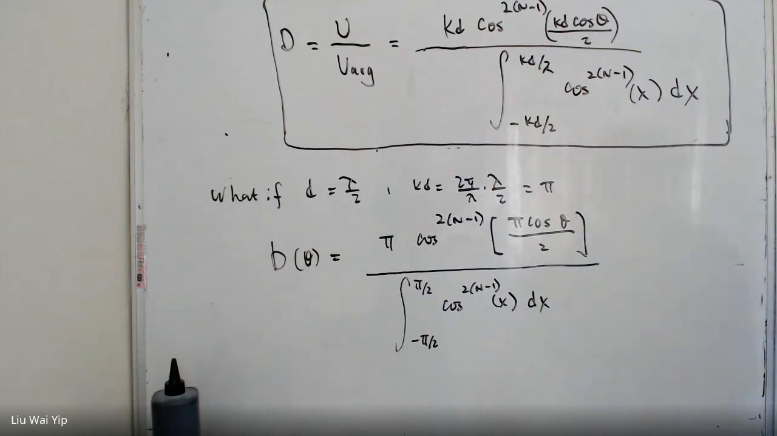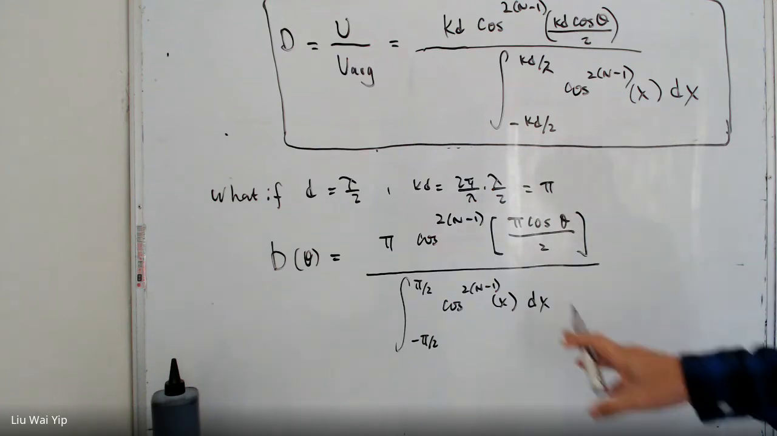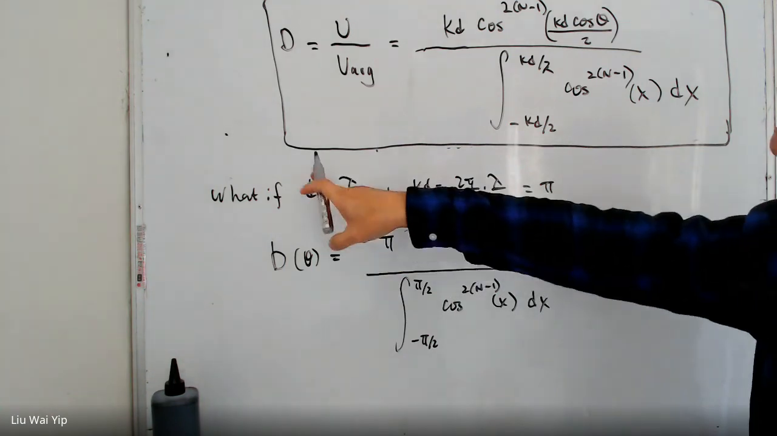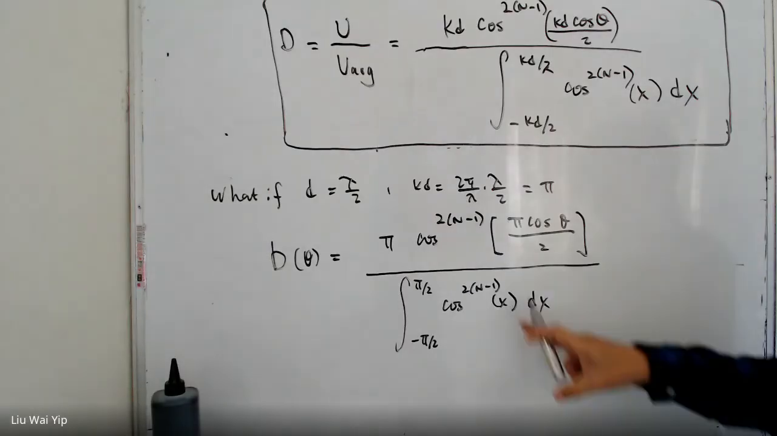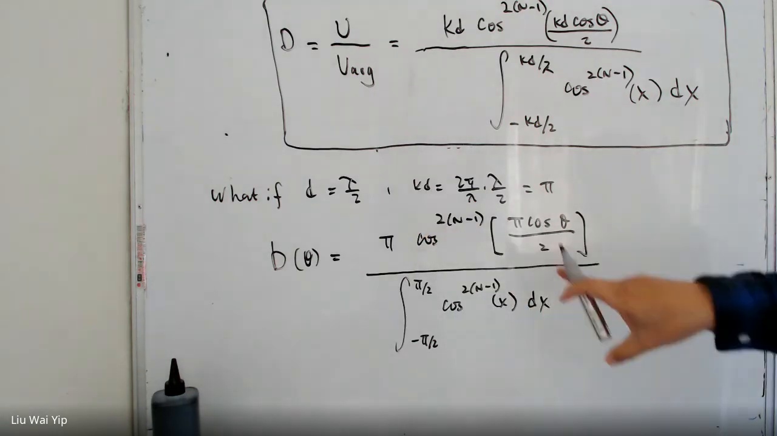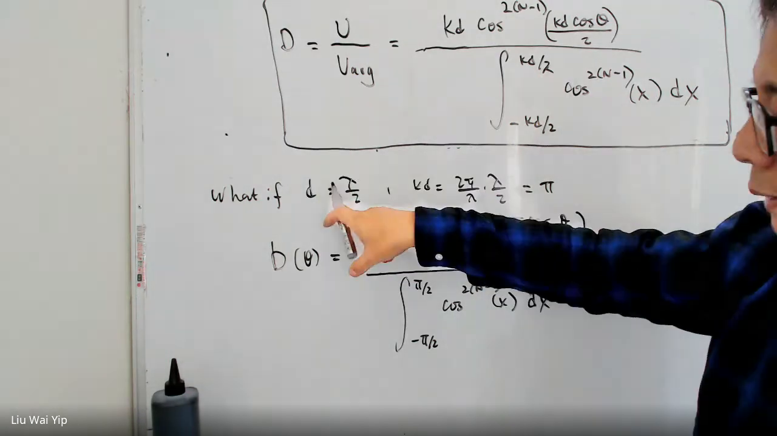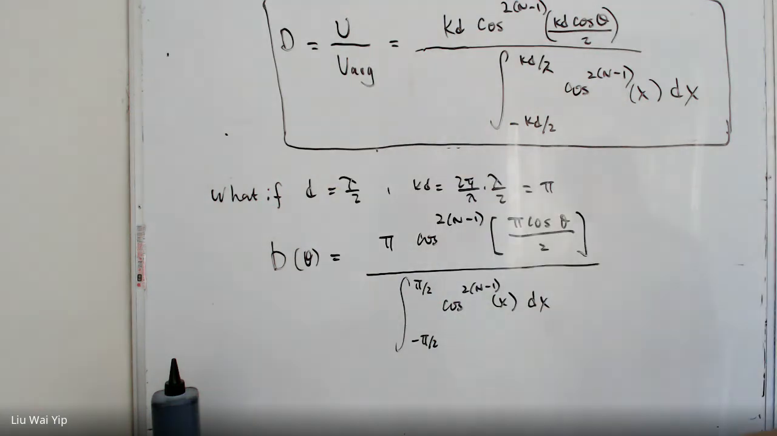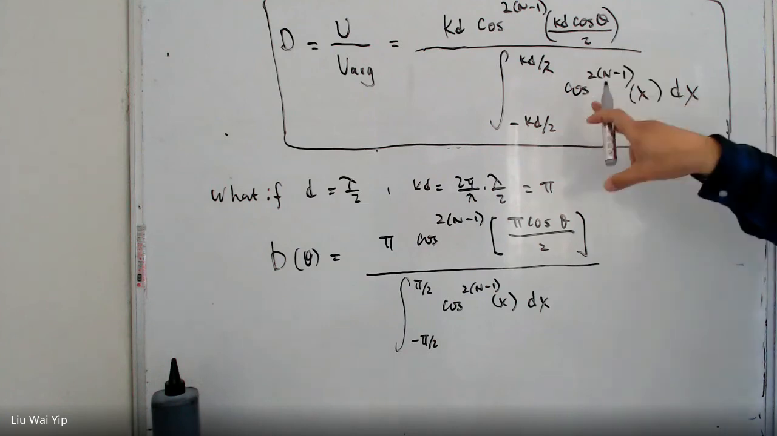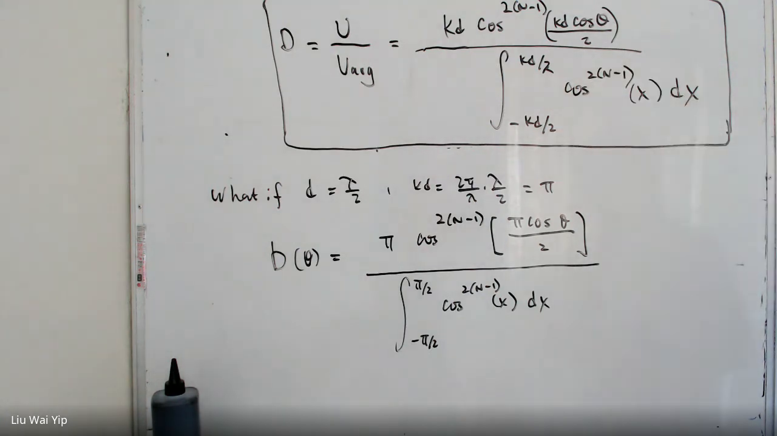So for all the arrays with d equal to lambda divided by 2, you can use this function. And if d is a different value, then we can use this formula to work this out. Now, let's take a look at an example.